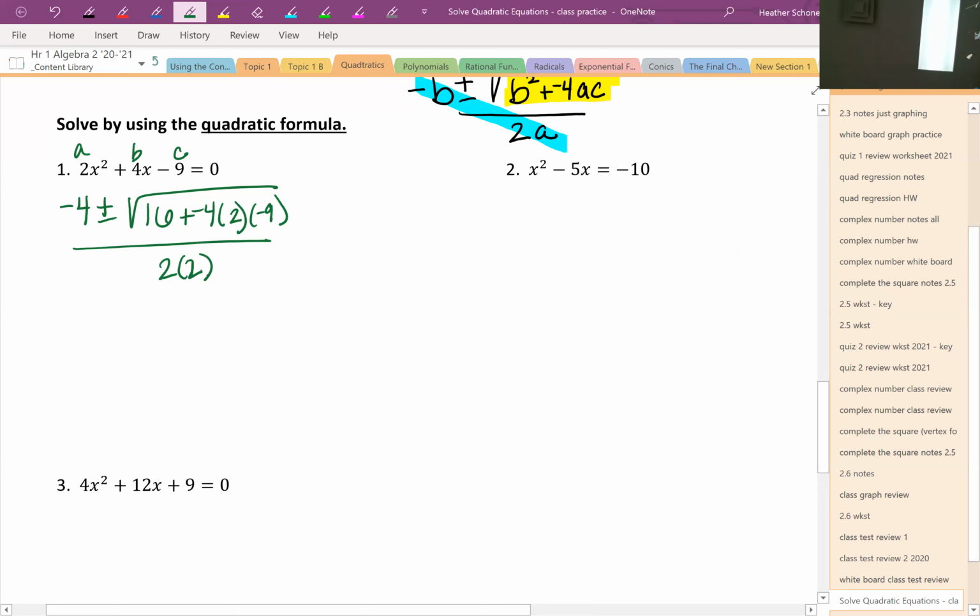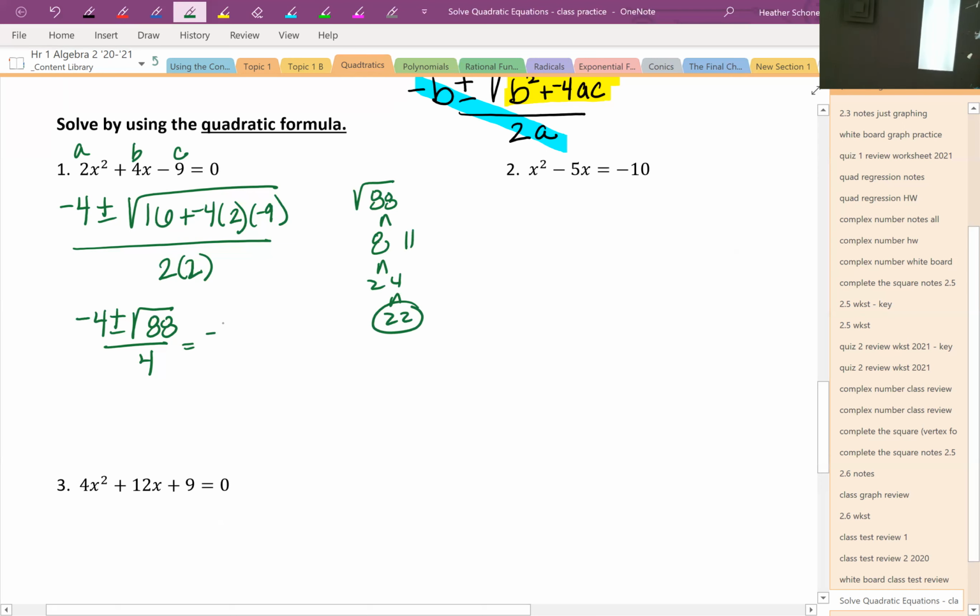Okay, first step, simplify under the radical. So -4 times 2 is -8. -8 times -9 is +72. Add 16 to that, and we get 88. So I have -4 plus or minus the square root of 88 all over 4. Now, before I go on, I need to simplify that. So with 88, when I simplify that, I get 8 and 11, 2 and 4, 2 and 2.